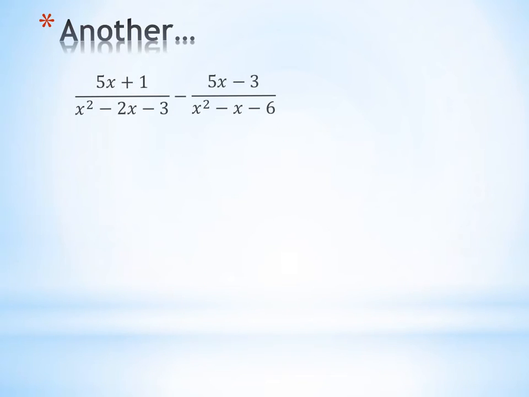All right, so let's look at another example here. We're still going through the same process. The only thing that we're doing differently is that now we're working with subtraction, so we just have to remember what we do with subtraction when we get to that. The first step that I'm going to take is to factor my denominators. I'm going to take each one of these individually and factor them.